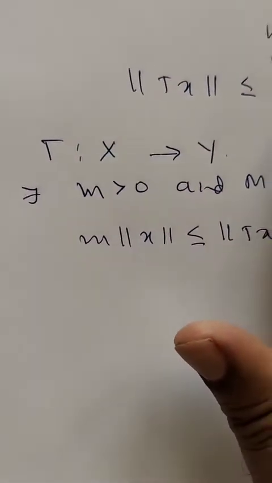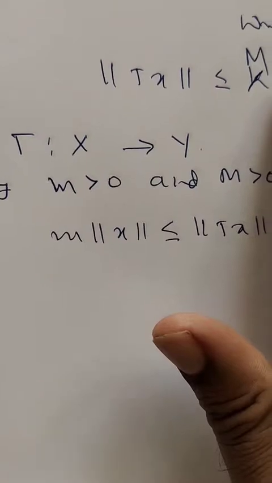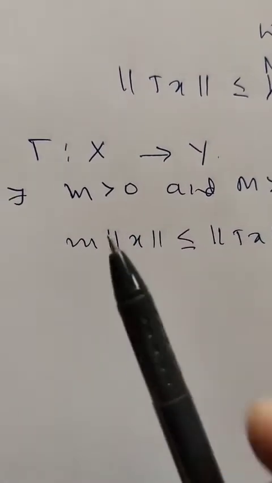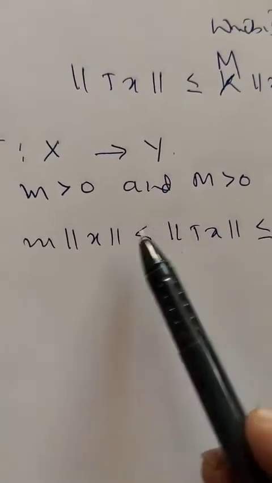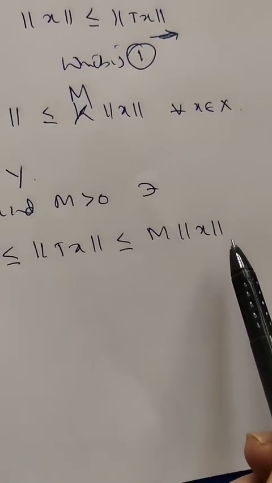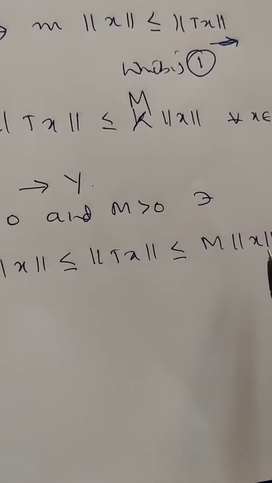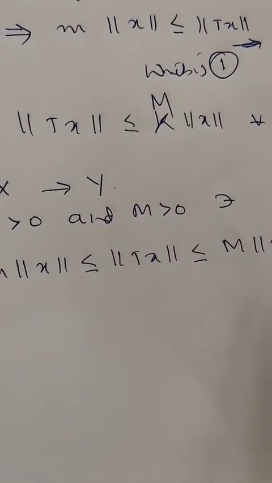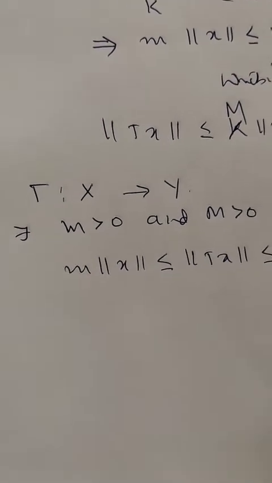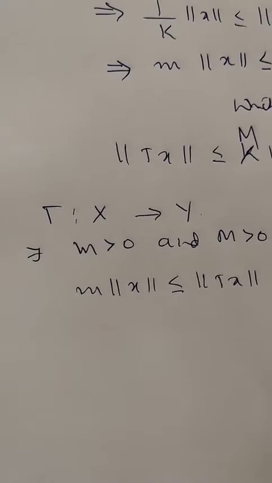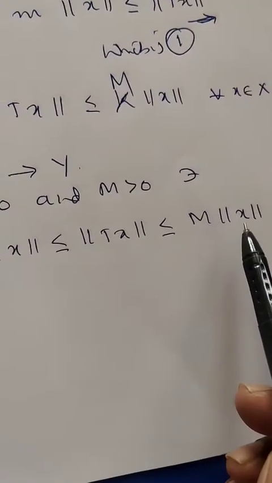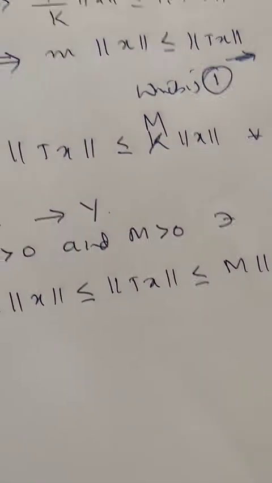Therefore, the mapping T from X to Y is said to be continuous or bounded if and only if T and T inverse are continuous and bounded, if and only if there exist constants m and M such that m times norm of x is less than or equal to norm of T of x, which is less than or equal to M times norm of x. So when T and T inverse are continuous, we say the mapping T is a homeomorphism. The mapping T from X to Y is a homeomorphism if and only if this condition holds true. This is also a very important result.